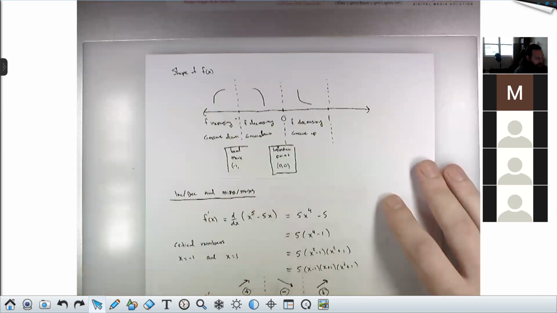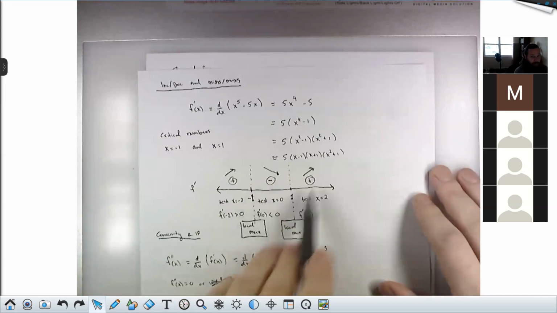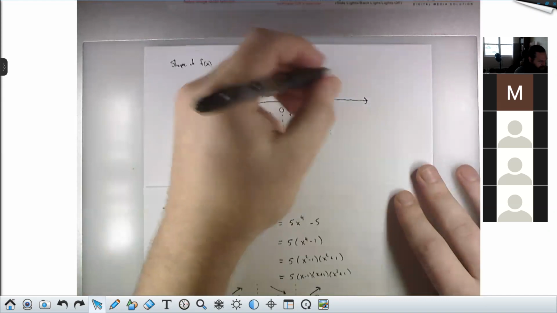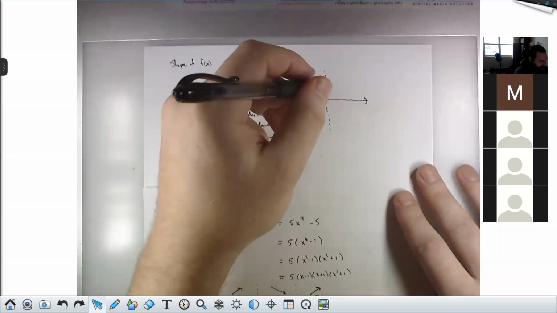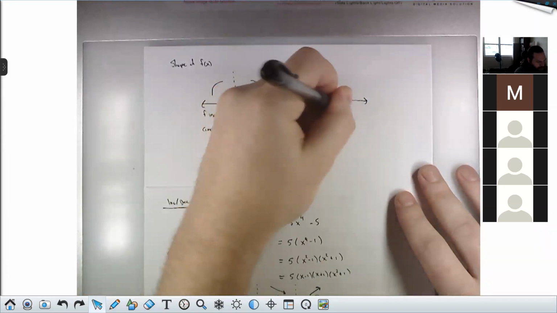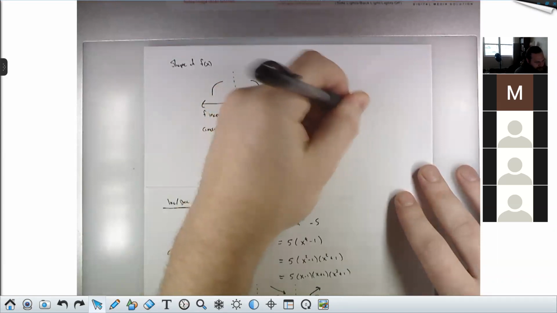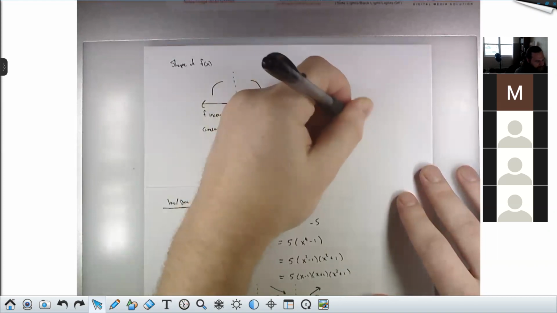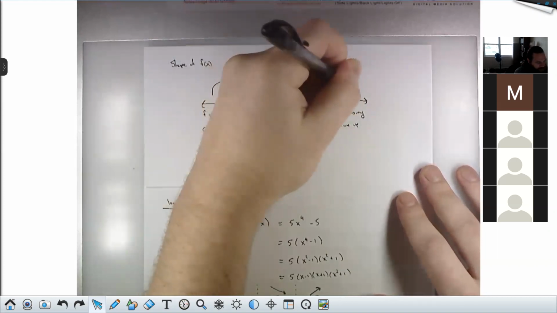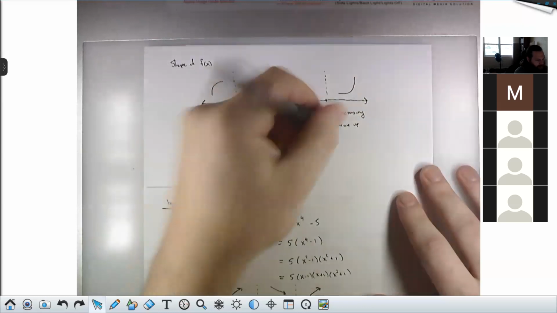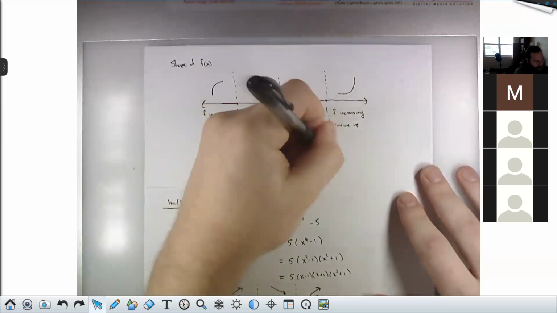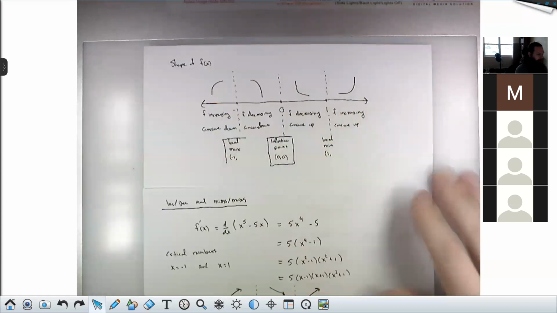And then finally, to the right of 1, that's where f switches back to being increasing. It stays concave up everywhere to the right of 0. So to the right of 1, we are increasing now, but we're still concave up. So increasing concave up looks like this, and that means this must be a local min, and that's at 1 comma something.